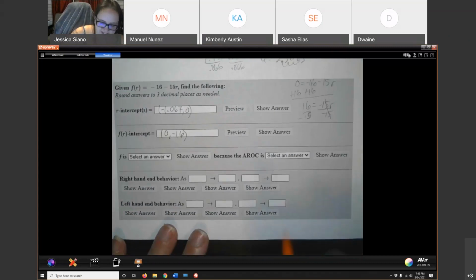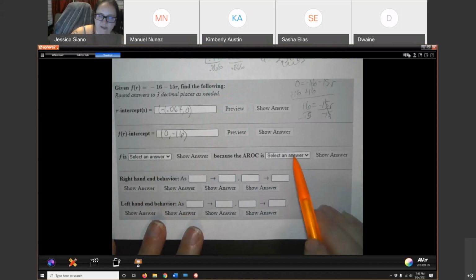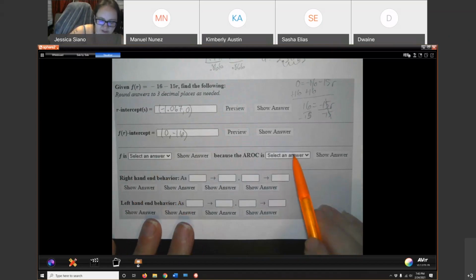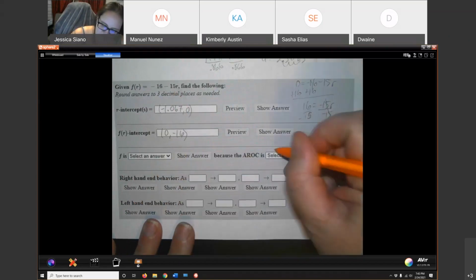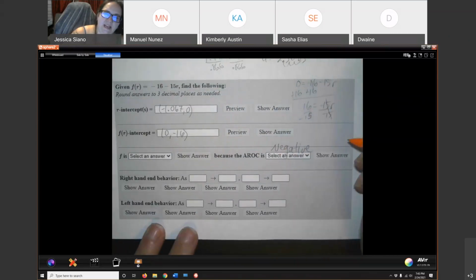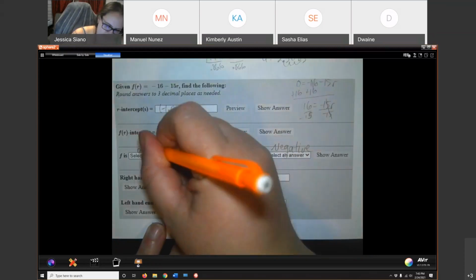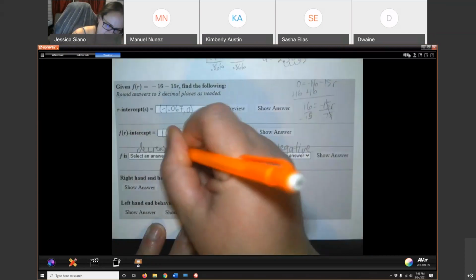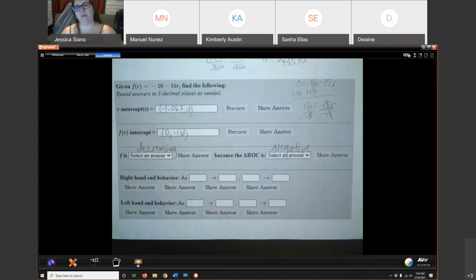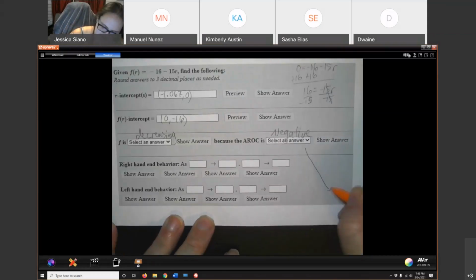So this question is asking whether my function is increasing or decreasing based on whether the slope is negative or positive. So this one has a slope of negative 15. And any linear function with a negative slope is decreasing. So a linear function with a positive slope is increasing. A linear function with a negative slope is decreasing. Okay, so that means it's shaped like this.